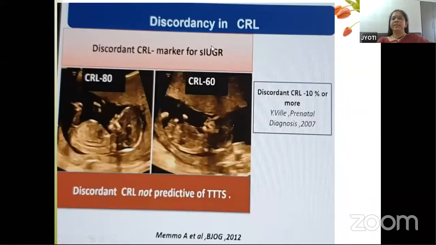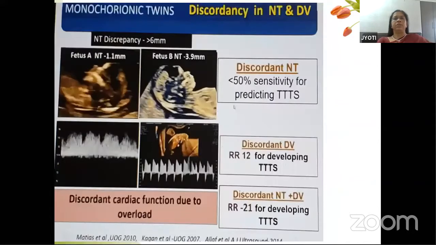Now, discordancy in CRL. What does discordant CRL mean? It is a 10% or more difference. You call it a discordant CRL, and that is a marker of selective growth restriction. It is not predictive of TTTS. So discordant CRL has to be kept in mind, to look for selective fetal growth restriction. But if you find a discordant NT alone, it is only 50% sensitive in predicting TTTS. If you find a discordant DV and discordant NT, the relative risk is 21 for developing TTTS. And why it happens is because of overload.